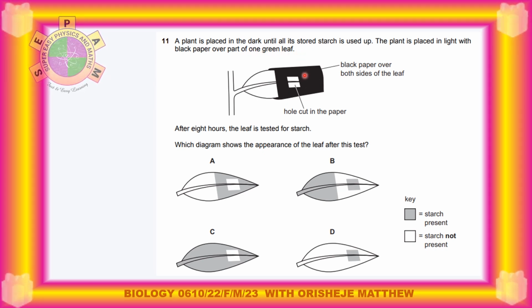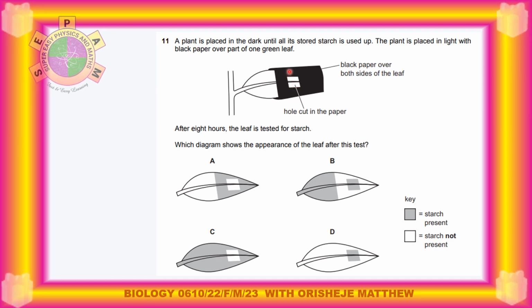Now, the part of the leaf that is exposed to light. What we are testing here is the importance of light, as an essential condition for photosynthesis. If this leaf is covered with black paper, that means that the part that is covered, after a period of about 8 hours, the cells would have used up the starch that is stored in it. So there will be no starch in those locations.